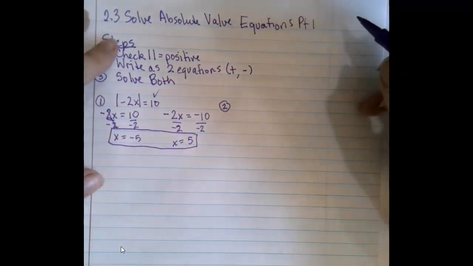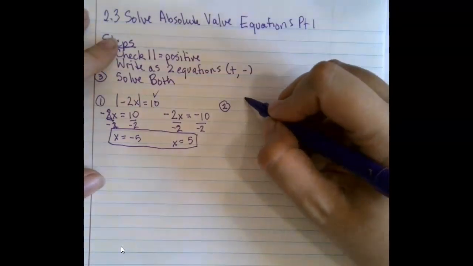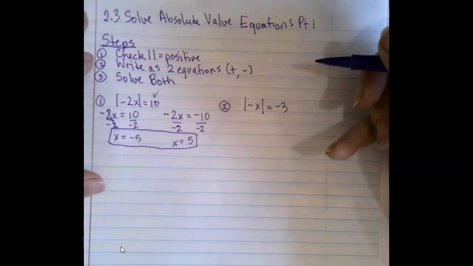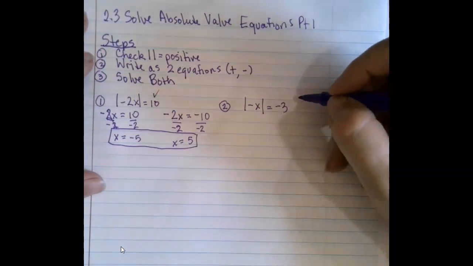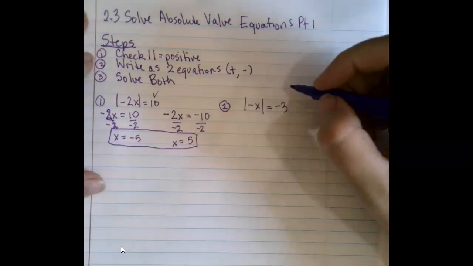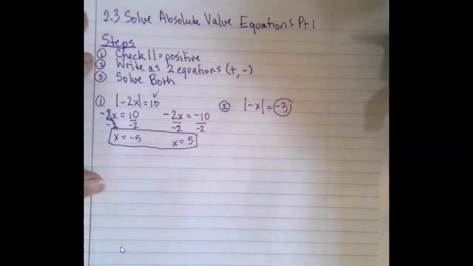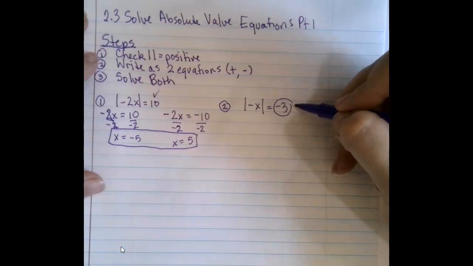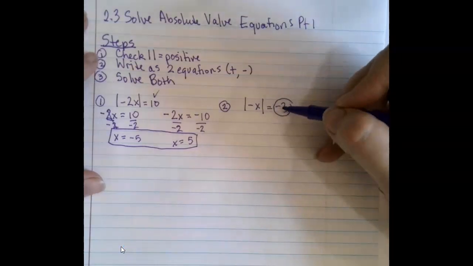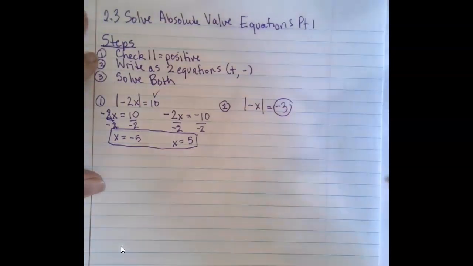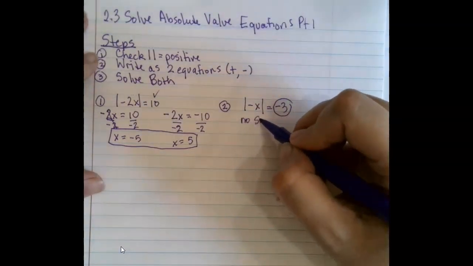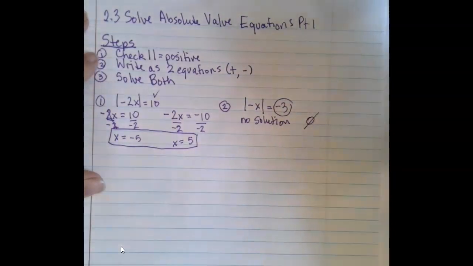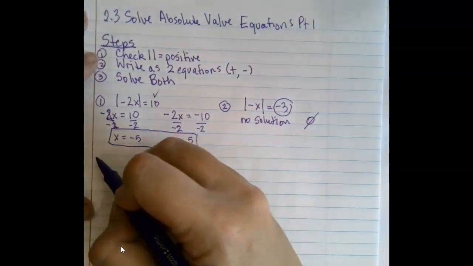All right, the next one. Absolute value of... So, step 1, check that the absolute value is equal to a positive. Well, right here, it's not equal to a positive. So I'm on step number 1, check if it's a positive. It's not a positive, and we already said that an absolute value can never be negative. So right here on this step, the answer is no solution. It cannot equal a negative. I don't even have to do any more work. I'm done.